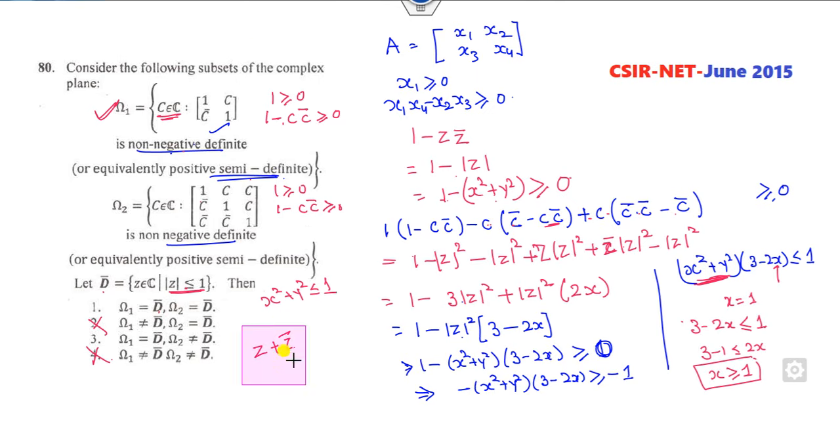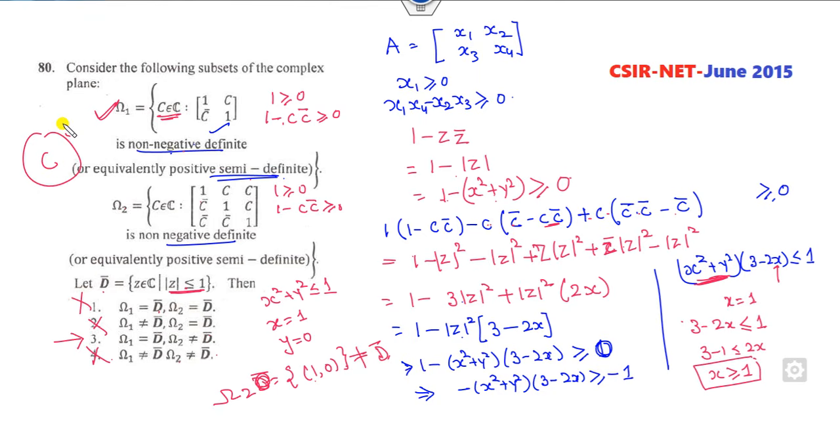What is the meaning of that? That means x is 1 and y is equal to 0. So D bar is only the set of (1, 0). That means this omega 2 is not equal to D. So this is not there, and the right answer is C. First option is cancelled. C is my correct answer.